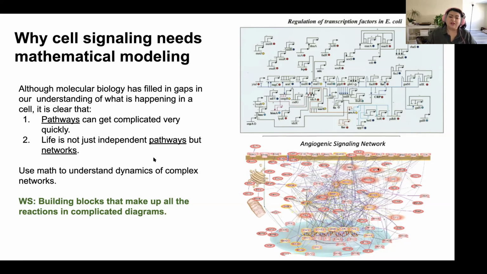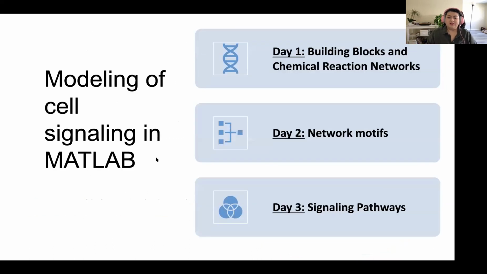In today's workshop, we will be learning different building blocks that make up all of the reactions and complicated diagrams. So this is a 3-day workshop. Today, day one, we'll learn building blocks and chemical reaction networks. Tomorrow, we'll learn a little bit about network motifs. And on day 3, we'll learn about signaling pathways and how we can model them. And you will have plenty of practice in each of these days.